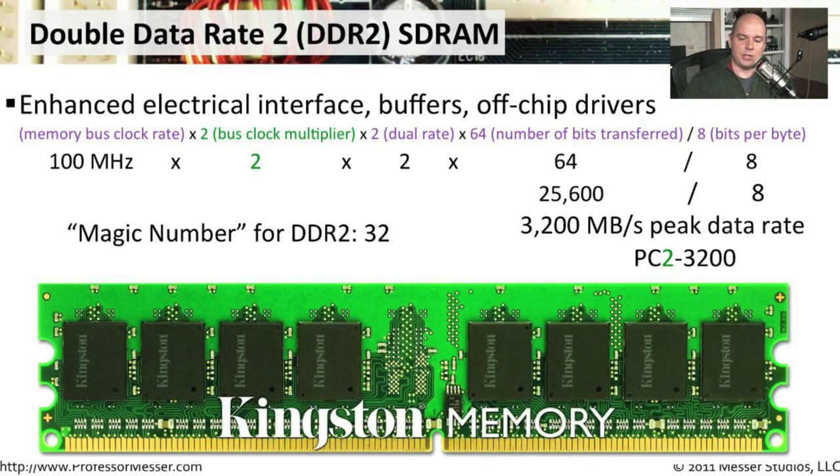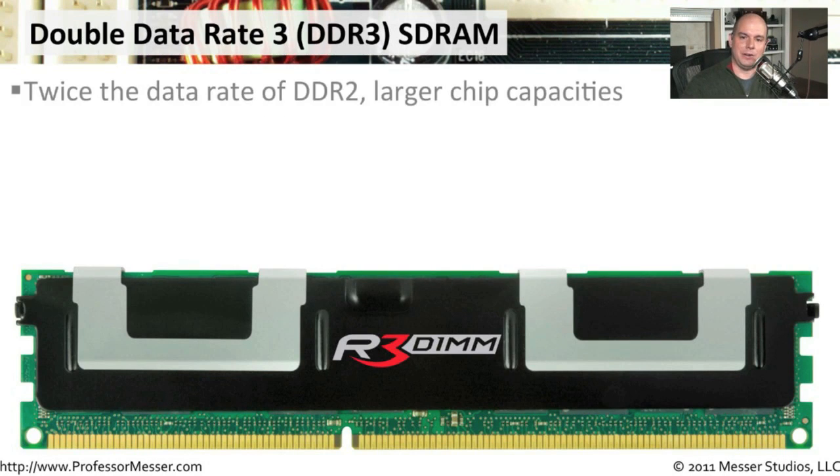Now, the magic number for DDR2 is 32. It's exactly the same type of thing for DDR3. It's twice the data rate of DDR2. There are much larger chip capacities that we can put on because our operating systems need a lot more memory these days.